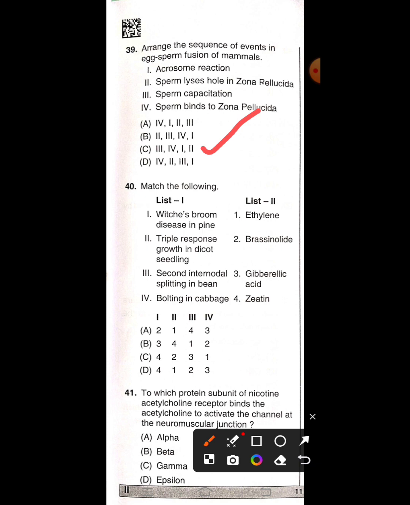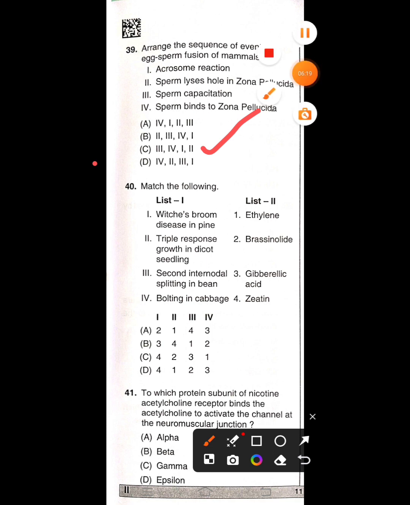40th question. Here also you have to match list 1 with list 2. Witches' broom disease in pine, triple response growth in dicot seedling, second internodal splitting in bean, bolting in cabbage. So here phytohormones are given. You have to match them with the appropriate answer. So let's see the matching.